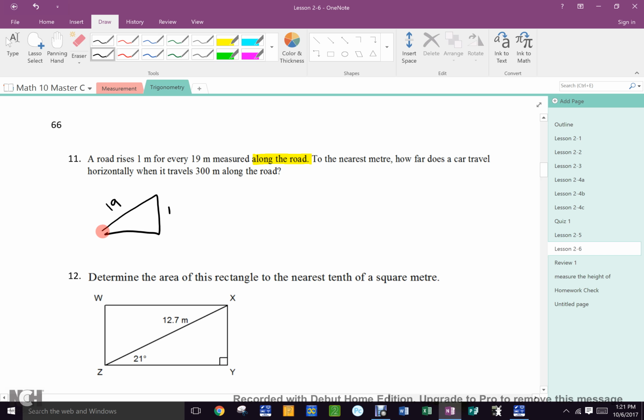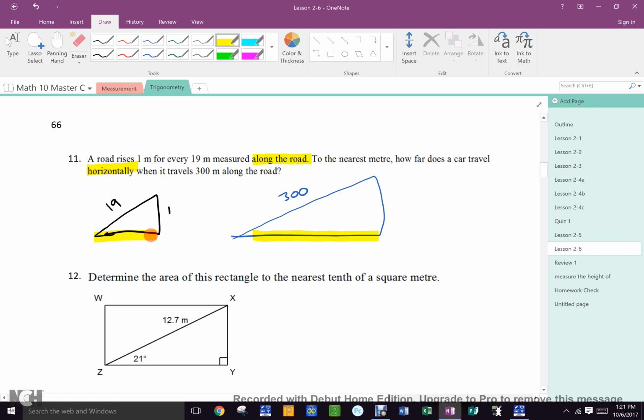All right. So, that's wonderful, except that's not answering the question for me, is it? The question says the road has to be how long? 300. And I want to know horizontally. So I need this distance, don't I? Yeah. How can I find that? Do I know this distance?